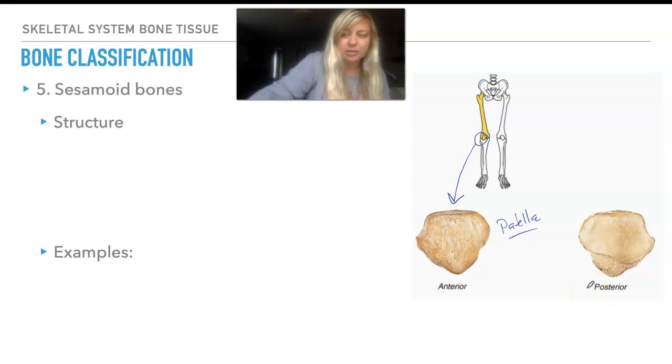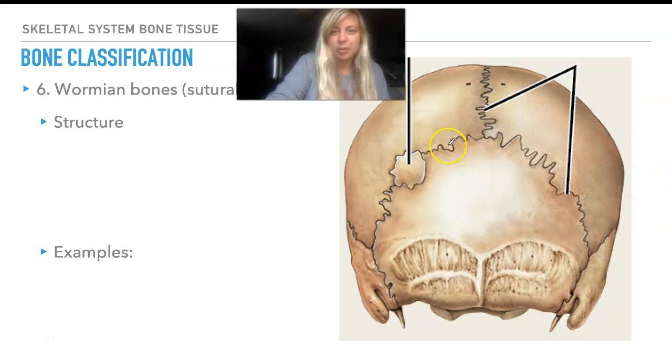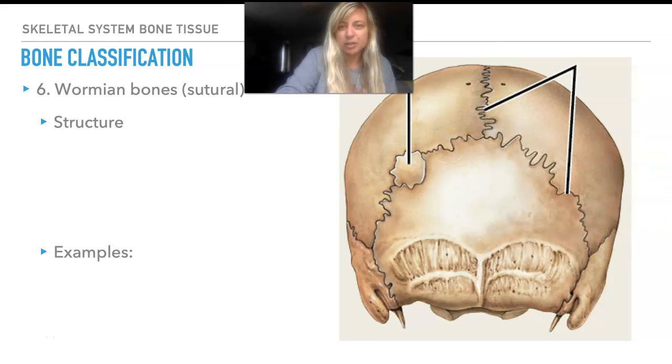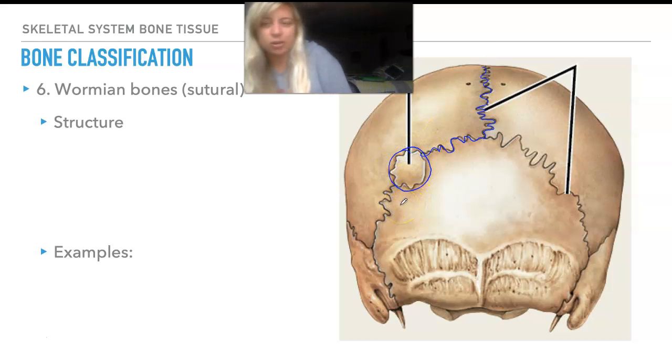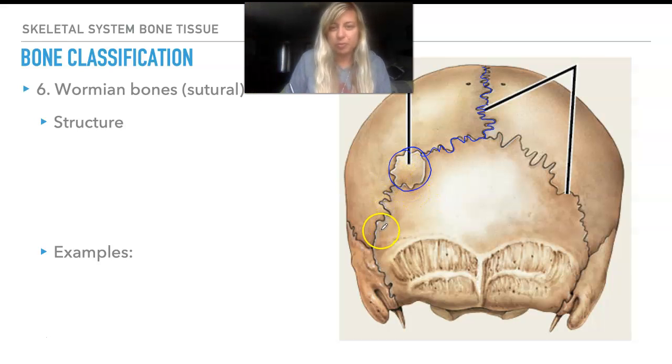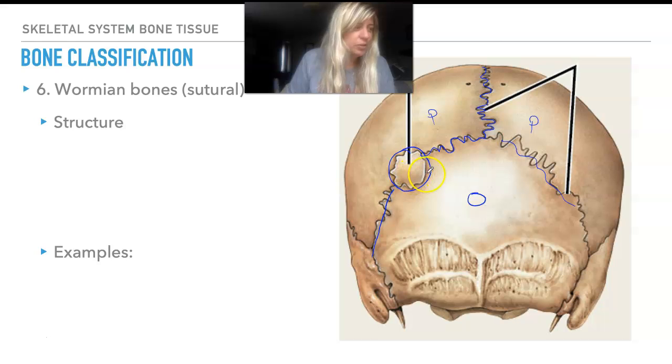And then our last little category is the Wormian bones. The Wormian bones are also called sutural bones because they occur in the sutures. The sutures are the joints between the bones of the skull. So these are sutures, right? Now here is a Wormian bone, and they have names for where they occur, what suture. So the suture back here that goes across the back of the head, and it separates this bone back here called the occipital bone from the two parietal bones. It's called the lambdoid suture.